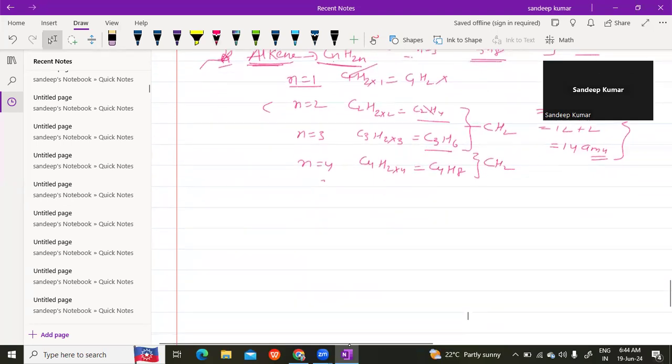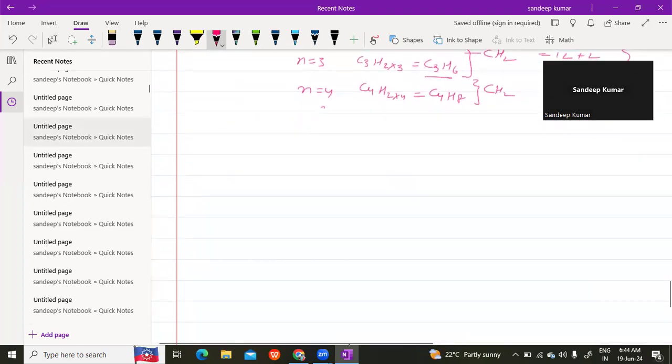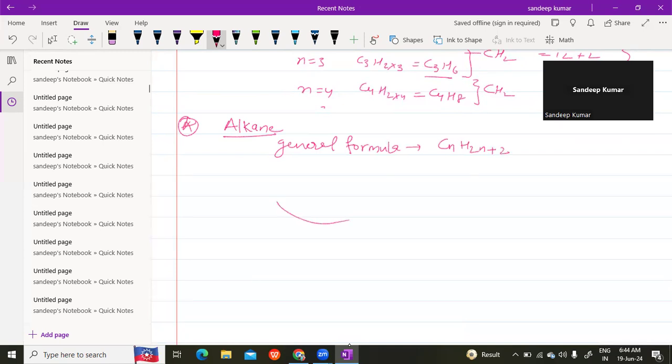How to name alkanes? Alkane. What is the general formula? The general formula is CnH2n+2. Here we are using a suffix. What suffix are we using? ANE. The suffix we are using is ANE.